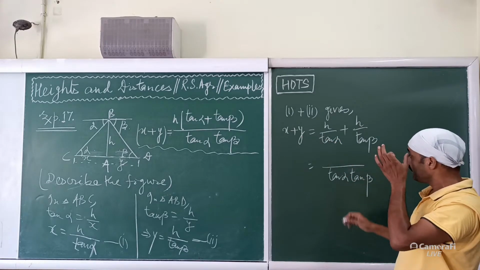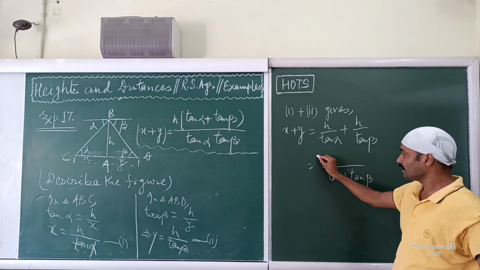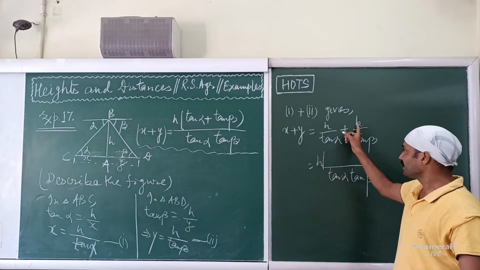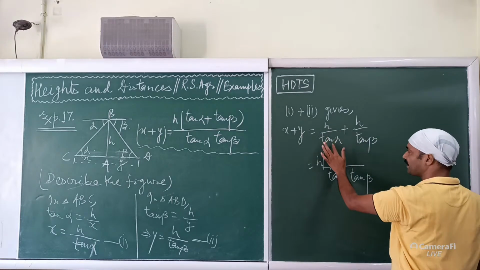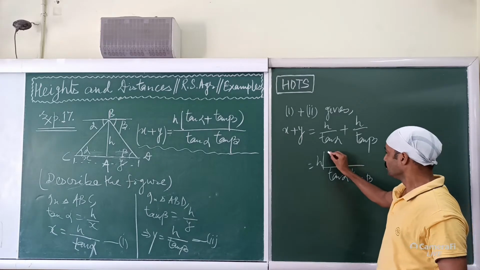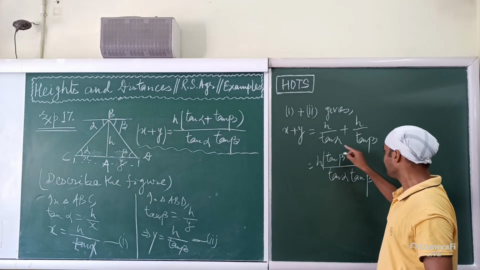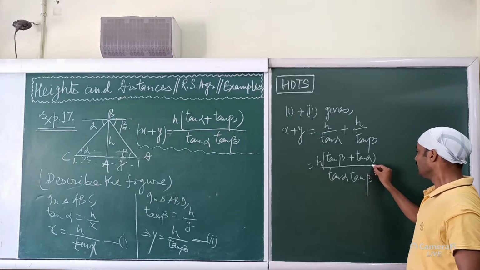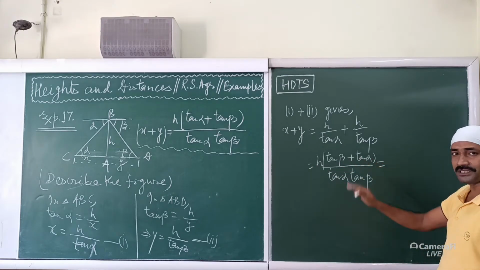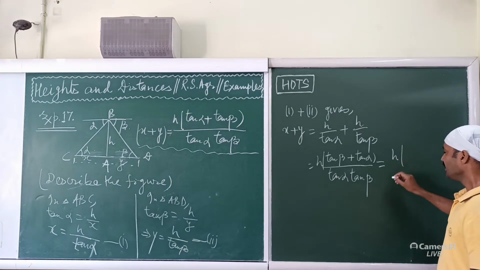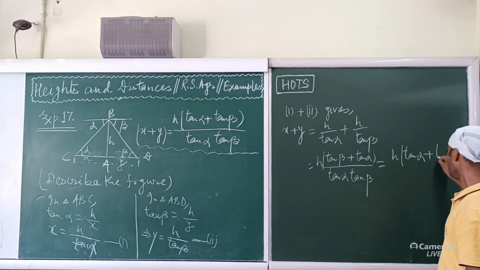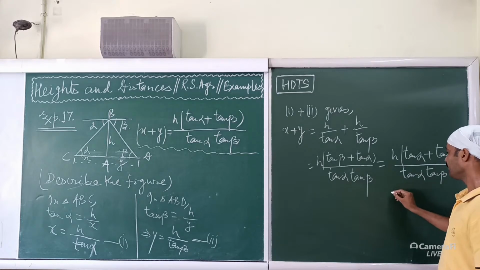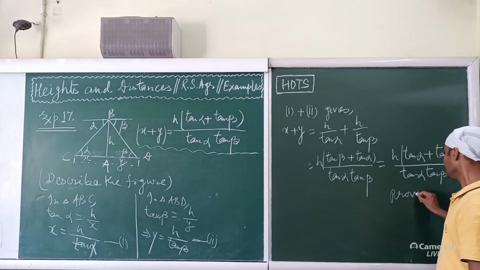What will you do? h is common in both, so take it as common. After taking h common, here it will be tan beta, here it will be tan alpha. So we have tan beta plus tan alpha. Make it straight, meaning alpha first and beta second. So it will be h into (tan alpha plus tan beta) by (tan alpha tan beta). This is our required result, and we have got the result.